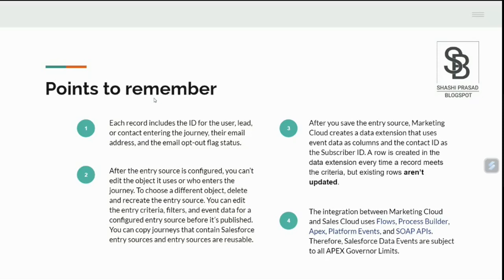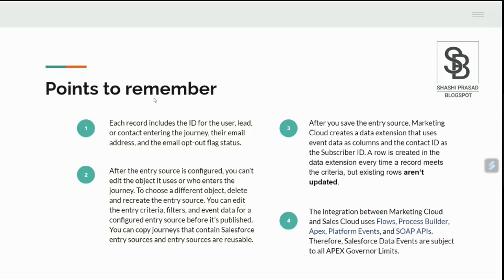Now the third point: after you save the entry source, Marketing Cloud creates a data extension that uses event data as columns and contact ID as subscriber ID. As I said, for any ID that you have, let's say you are using lead, then it will be the lead ID as the subscriber. They're saying it will be subscriber ID, not the subscriber key. It should be subscriber key, right? So that has to be verified once again. But this is from the Salesforce documentation.